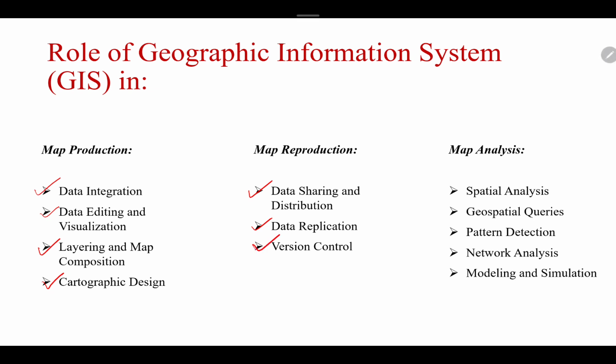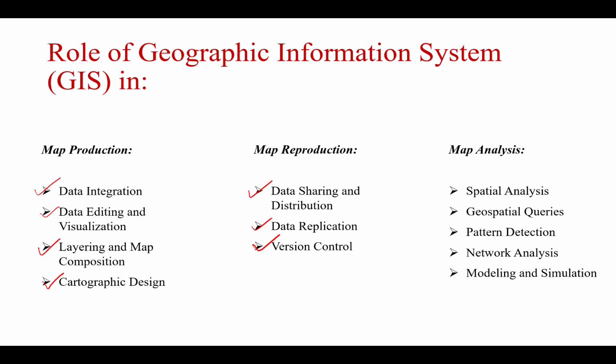Then we have version control. In version control, GIS allows version control, ensuring that any updates or changes made to the original map can be tracked and managed systematically. Since these maps are being made using GIS software, they will obviously have a control of the version and it will obviously be updated.